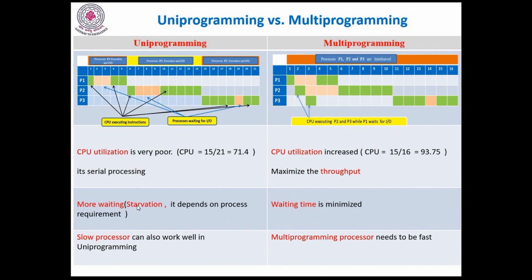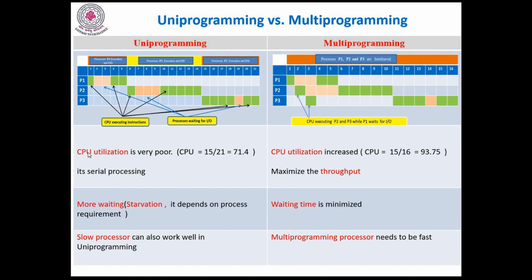In uniprogramming, what is starvation? Let us look into this picture. Suppose P1 wants hundreds of milliseconds and P2 wants lakhs of milliseconds, then P3 must wait for the cumulative amount of P1 and P2. Then P3 may enter into starvation, and it also depends on the process requirement.